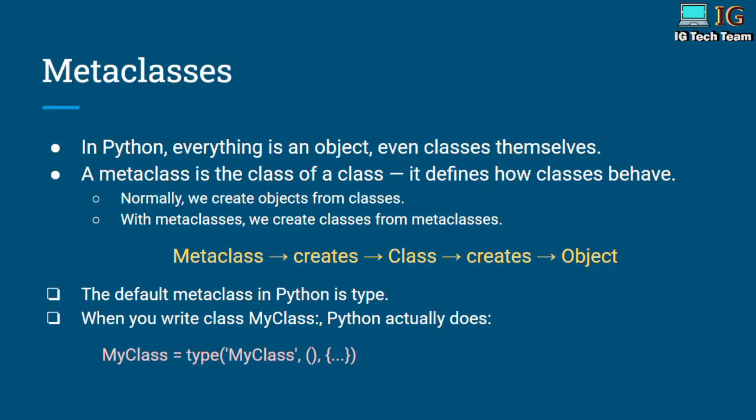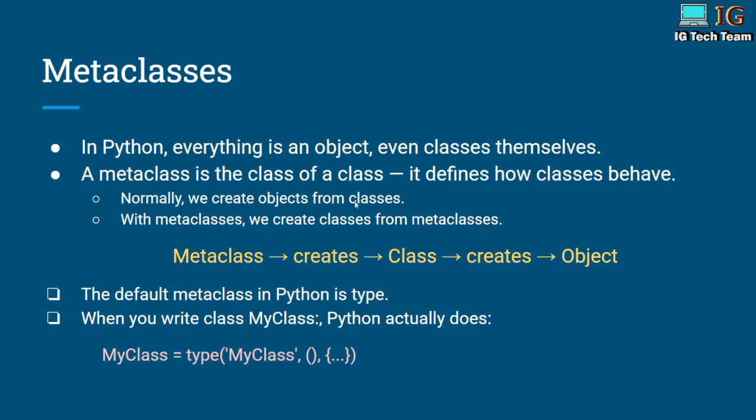Next we have metaclasses. We have already covered decorator. Decorator changes the behavior of the function, right? In the same way, metaclasses will change the behavior of your class. So in Python, everything is an object, even classes themselves. And you can say metaclass is the class of a class, and it defines how classes behave. Decorator defines how functions behave. In the same way, metaclasses define how classes behave.